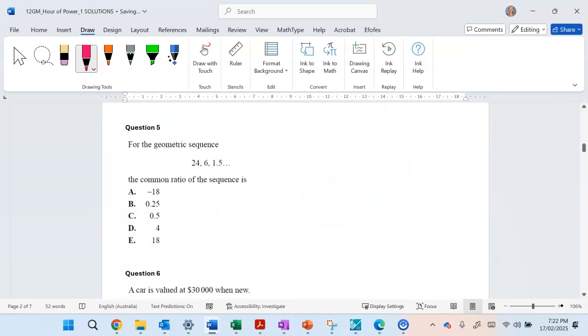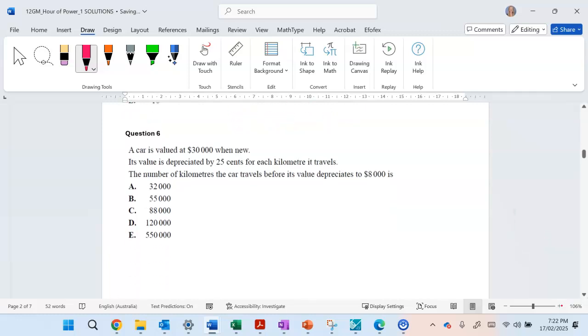All right, question 5, for the geometric sequence, the common ratio. So we take the second term and divide it by the previous term. That's going to give us 1/4, and as a decimal, that is 0.25.